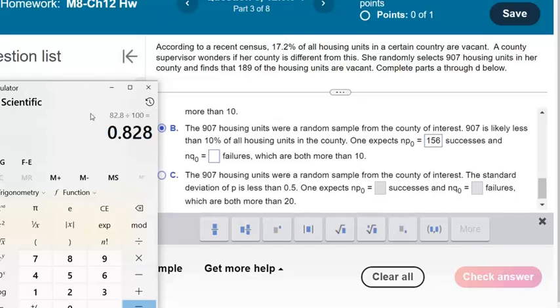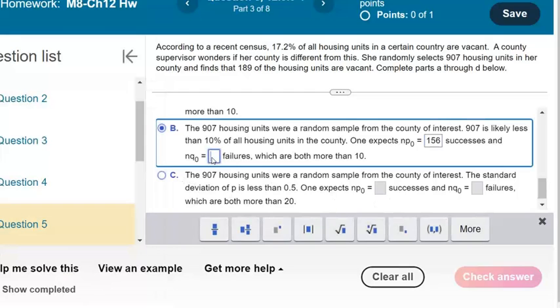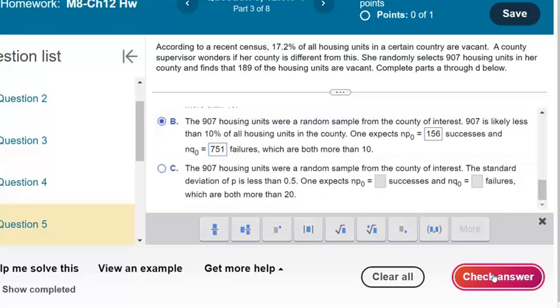In this case, they gave us percentages. But remember, you always do math with the decimal form of a percentage. Okay, so 0.828 is our q. We multiply that to our sample size. 750, that rounds up to 751. Okay, unless I miscalculate something.